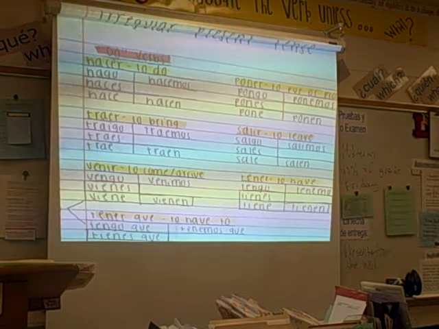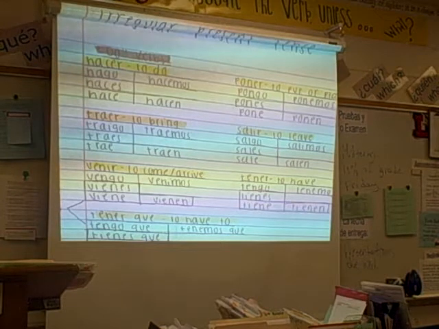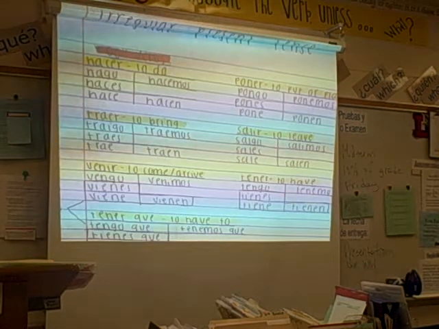Salir. The only thing irregular is the yo form again. Okay, and so salgo for this one. Careful not to confuse it with any of the other ones. An IR verb gets an IMOS. And then venir, to arrive, or to come somewhere.